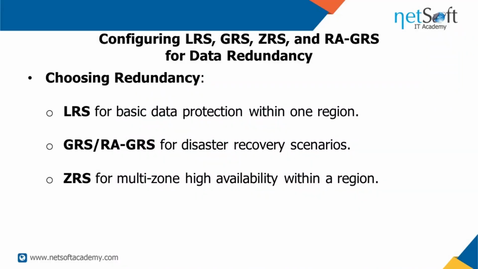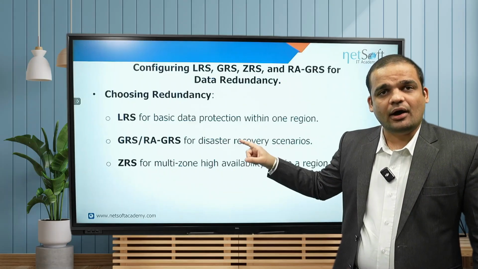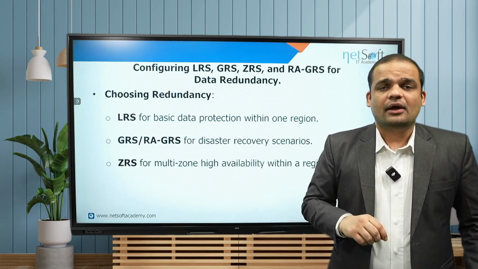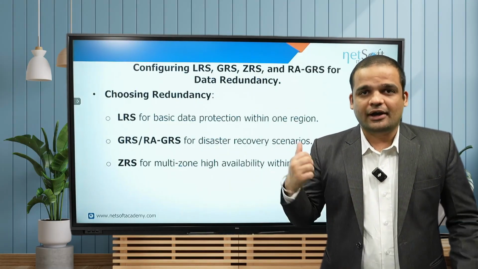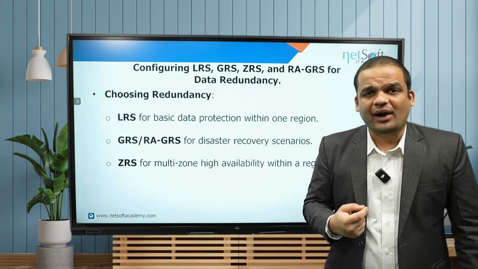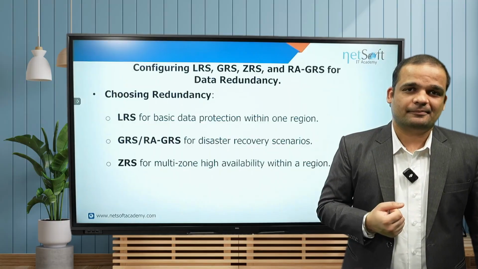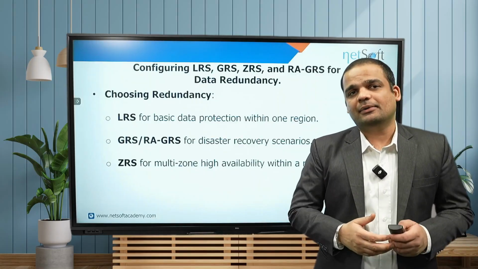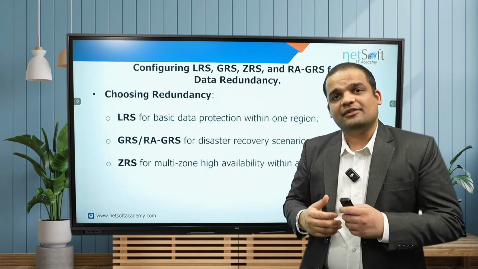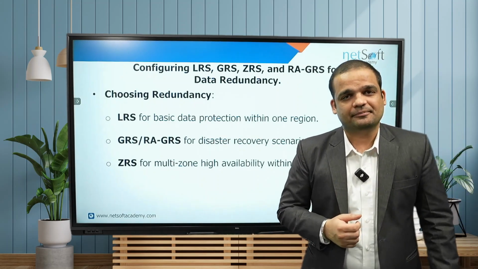Now, how will you select the right option? When choosing the right storage replication option, you have to understand that LRS is for basic protection within one region, one data center actually. GRS or RAGRS are best for data recovery in case of disaster. So it is best for DR, disaster recovery, providing a secondary region for failovers. And then you have ZRS. This is perfect for high availability within a region with high resilience to availability zone failure.